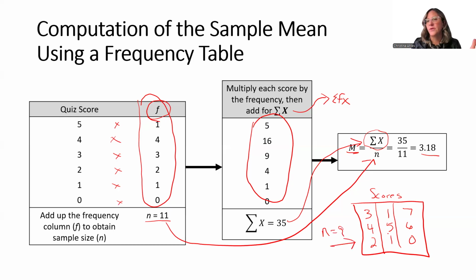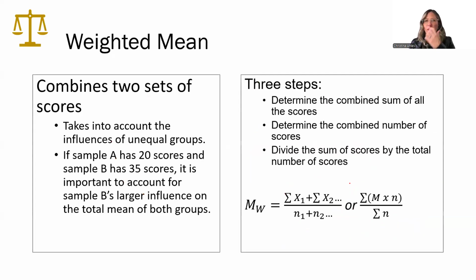So you could just add those up. 3 plus 4 plus 2 plus 1 plus 5 plus 1 plus 7 plus 6 plus 0. It's just done as if it's a raw data set. So that's the way you can tell between a frequency table and just a raw data set, which you will need to distinguish between. So let's take a look at the weighted mean.